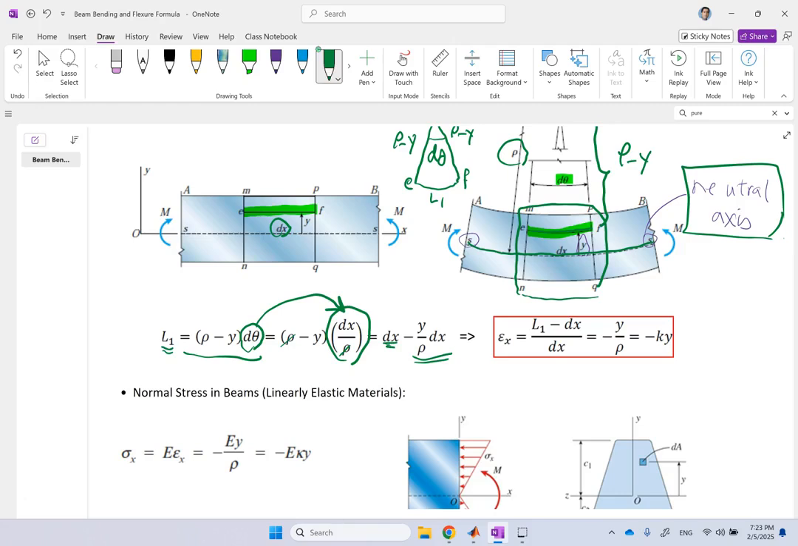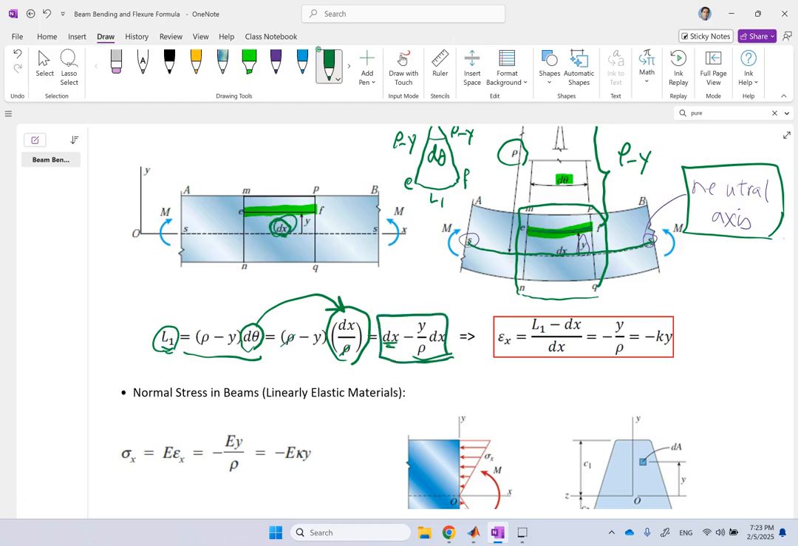So this is the length of the element. Yes? This is the length of the element after deformation. Now, what is the length of the element EF before the deformation? Well, it was simply dx. So the current length is this. The initial length is this.